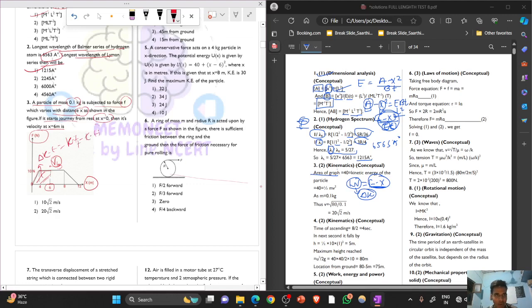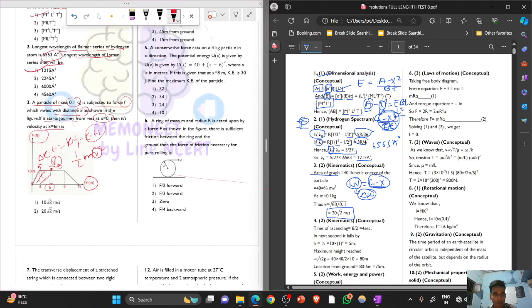After calculating it, kinetic energy is equal to 0. You need to calculate the final kinetic energy. Simply you need to use half mv square, and from here you can calculate the value of the velocity. That will come out to be 20 root 2 meter per second. That means the second option will be your correct answer. It's a simple graphical question and a simple work energy theorem question. You can understand it.